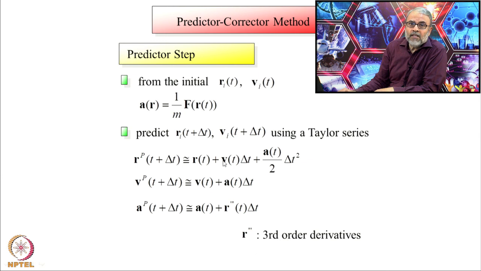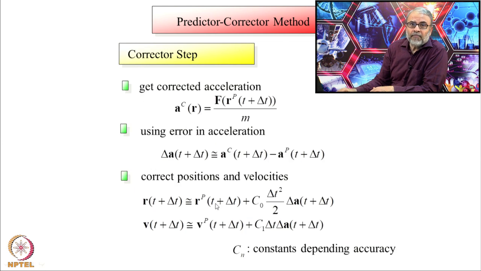So, velocity is the first derivative, acceleration is the second derivative, and the third derivative of r normally we do not use, so we do not come across it. Here, to know the new acceleration, I need the third derivative of r with respect to t. So, these are my predicted positions. How do I correct them?